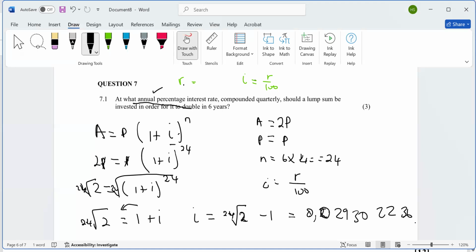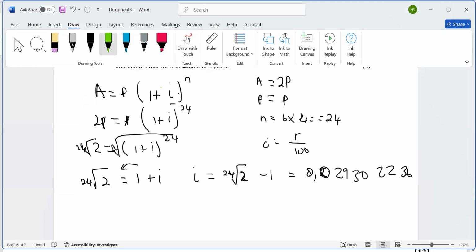We're looking for R. How do you get R? You multiply by 100. No, I'm not supposed to multiply by 4 first? It was compounded quarterly, so you must multiply N by 4. Here we're supposed to say it's I all over 4 since it's compounded quarterly. So here we still have I all over 4, multiplied by 4, what do you get?